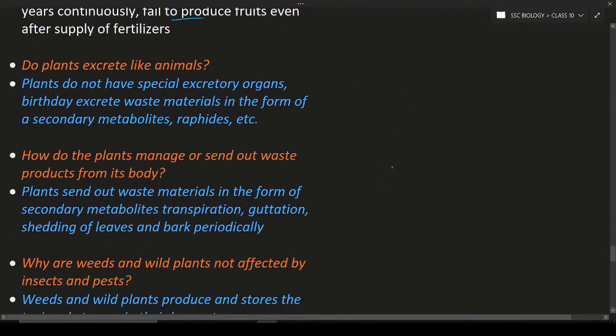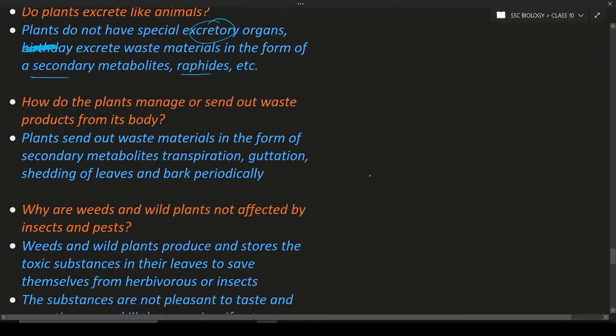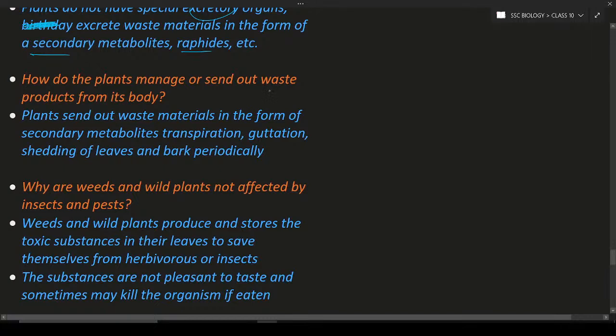So these are the questions. Do plants excrete like animals? The plants do not have special excretory organs. So they excrete waste materials in the form of secondary metabolites and also raphides. Next, how do plants send out waste products from their body? They excrete waste materials in the form of secondary metabolites, transpiration, guttation, shedding of leaves, and so on.